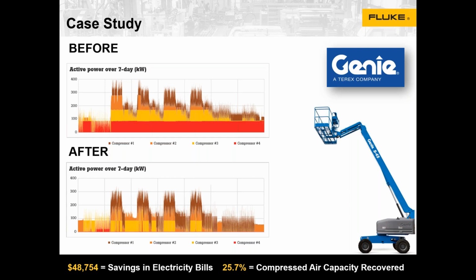And what we were able to find is that nearly $50,000 of savings was generated just from fixing the leaks on that set of compressors and compressed air infrastructure. And we recovered nearly 25% of their air capacity. And I think there was some significance there because, Justin, I'll let you chime in here.